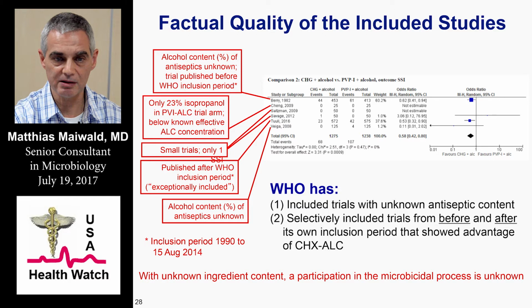We have one trial that has only 23% isopropanol in the povidone iodine trial arm, and anyone who knows about the properties of alcohols knows that 23% of isopropanol is insufficient. Then other trials have unknown alcohol contents. Other trials are small trials. One trial is interesting, which is the Tulin 2016 trial, and it was included in the WHO analysis even after the WHO formal inclusion period. So this is interesting because we have several trials in it with unknown antiseptic content, which are, in my opinion, not informative in this context. And we have one trial included last minute after the official inclusion period.